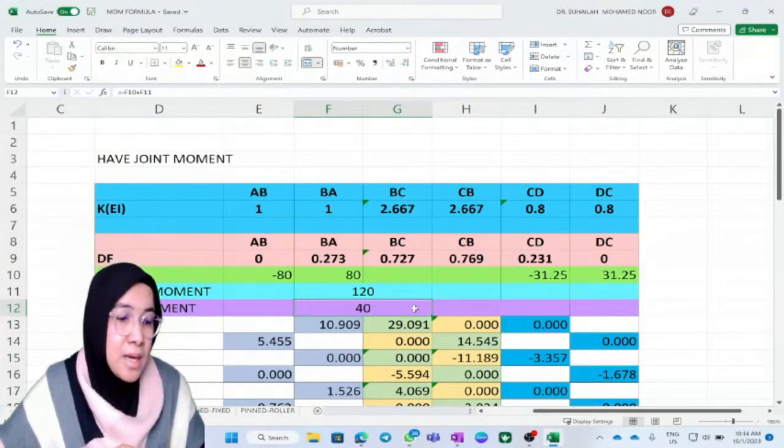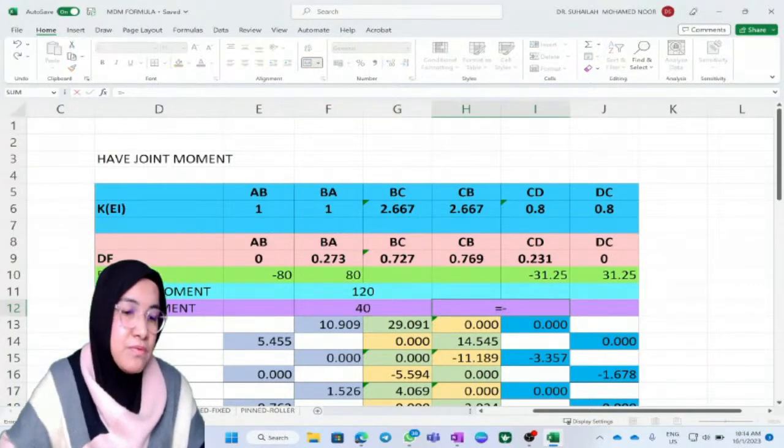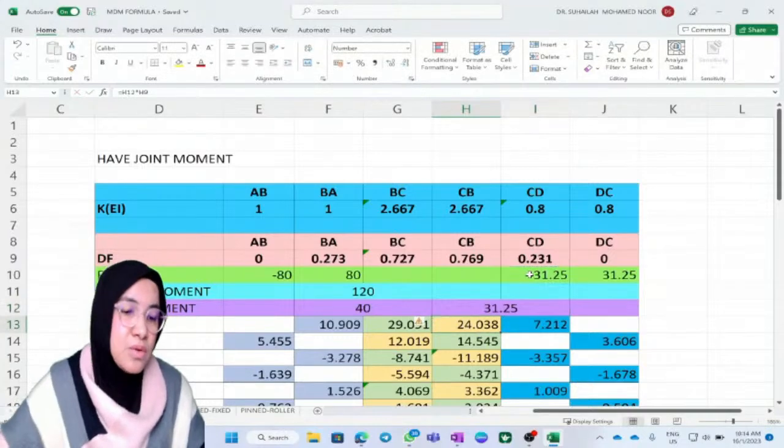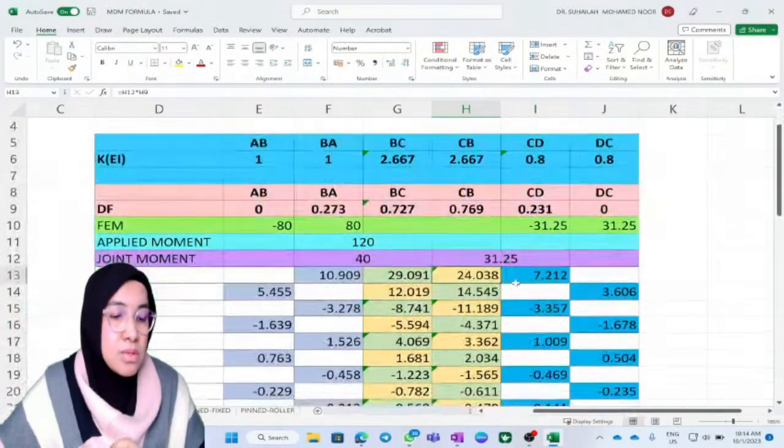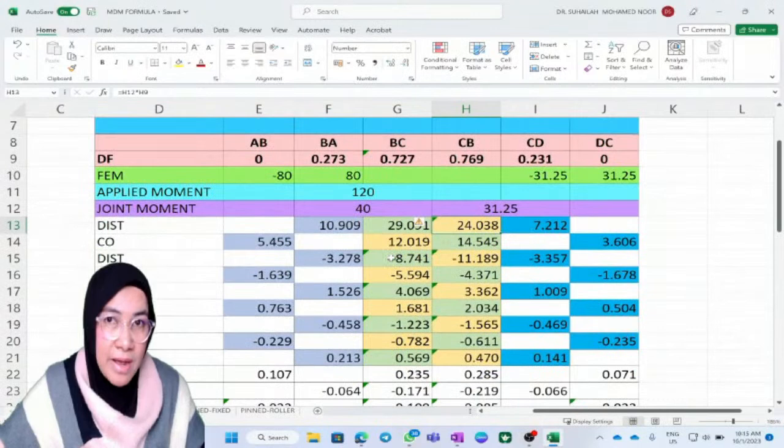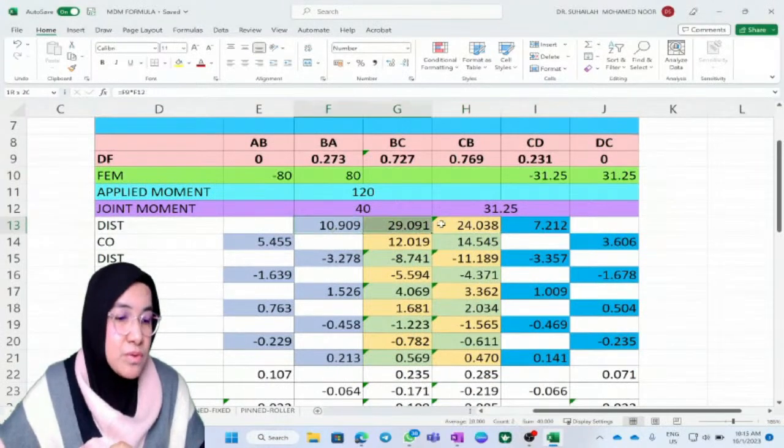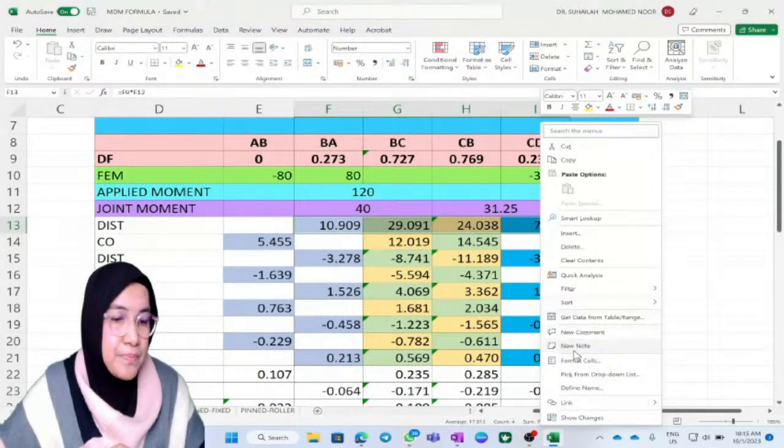So we get 40 here. And for CD we get positive 31.25. So I clear this one first.